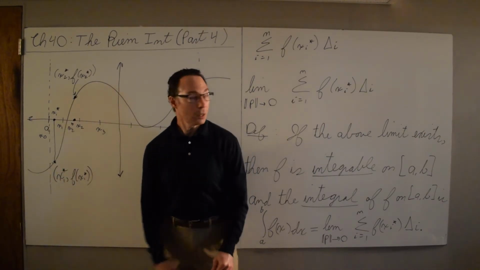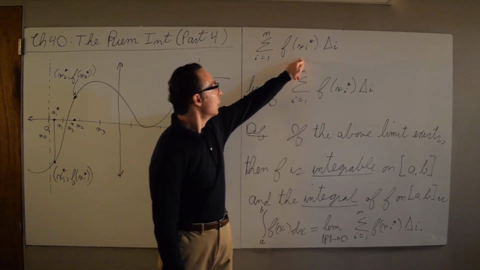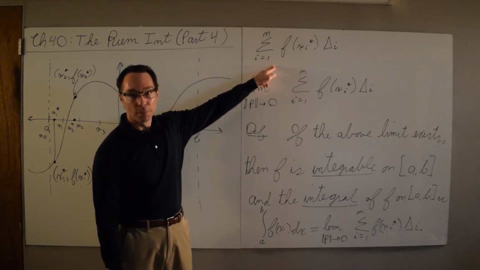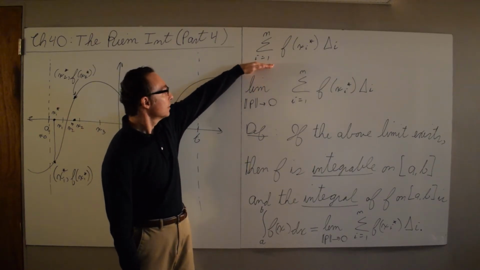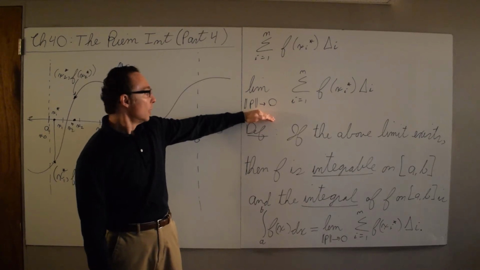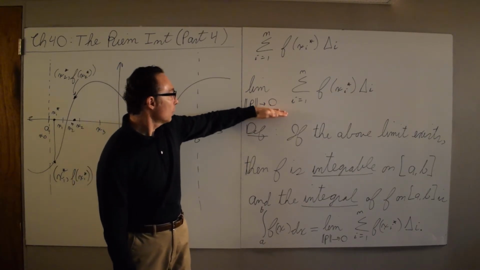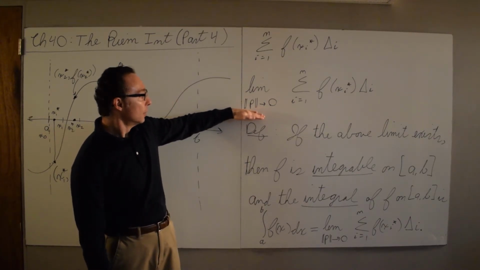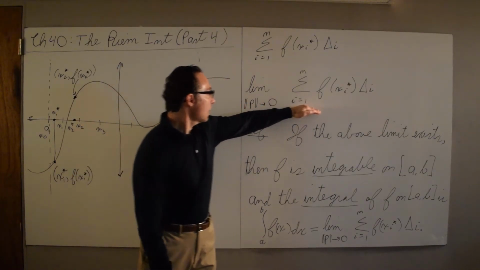And so we can still calculate this sum. We just can't call it an area anymore. But mathematically, we can still do this. We can also still consider whether or not the limit exists. We can take the limit as the length of our partition goes to 0 and look at this and say, does that limit exist?